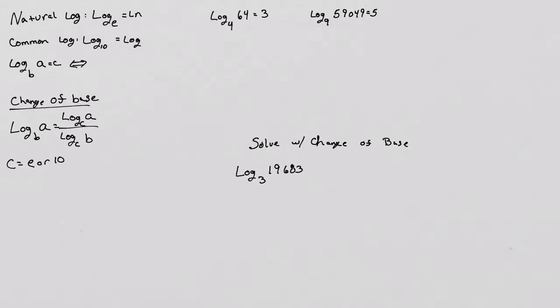Now that c can really be any base you want, but the only reason you would really do change of base is so you can put it into a calculator or look it up on a table, which more often than not is going to be either a natural log or a common log. So you'd really want to let your c be e or 10. And as we talked about before, e is Euler's constant, which is approximately 2.71. Now, let's just kind of look right here.